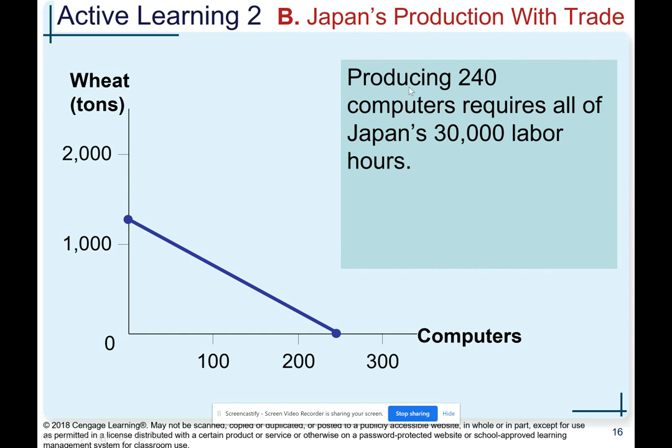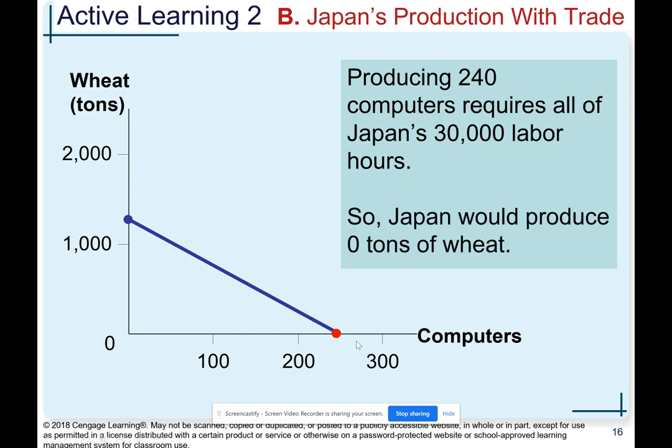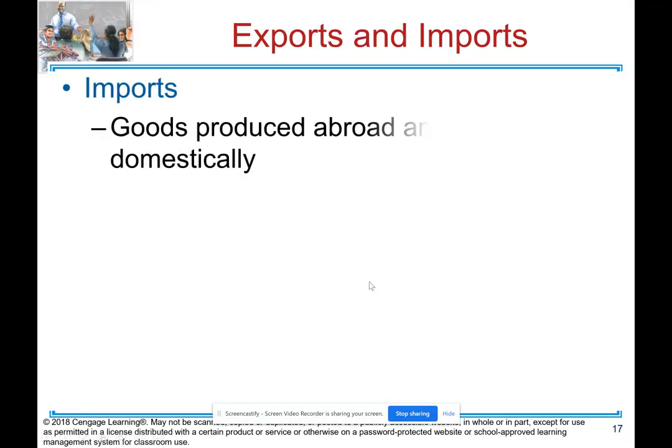So, what about Japan? Japan is producing 240 computers, which requires all of its 30,000 hours. Remember, in Japan, it takes 125 hours to produce a computer. So, if you take 30,000 labor hours divided by 125, you get 240. Japan has used all its labor hours to produce computers. That means nothing is left for wheat. So Japan will produce 0 tons of wheat.